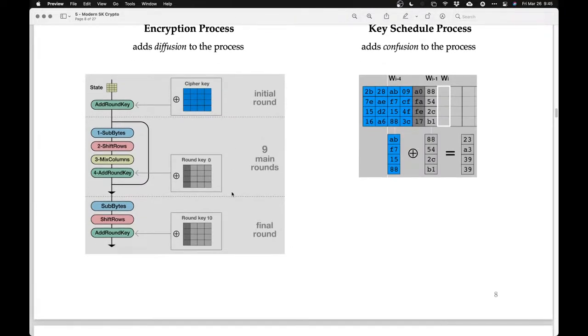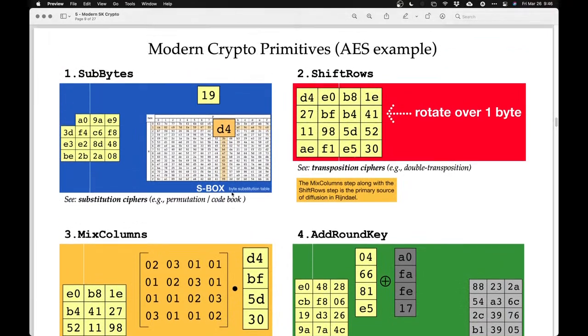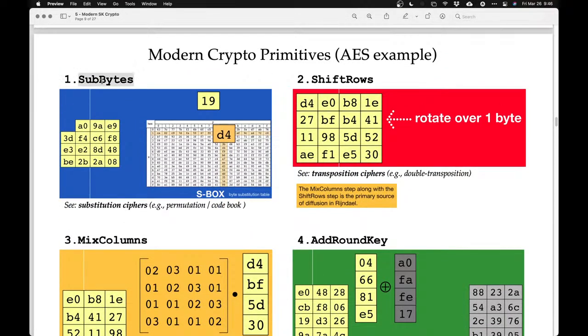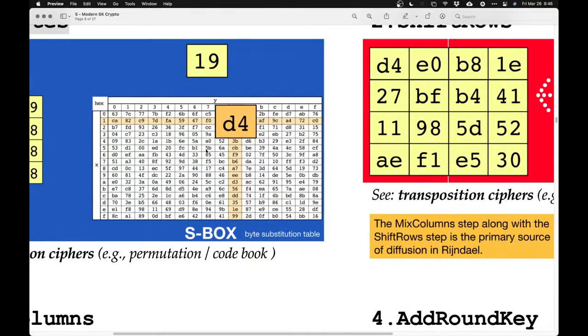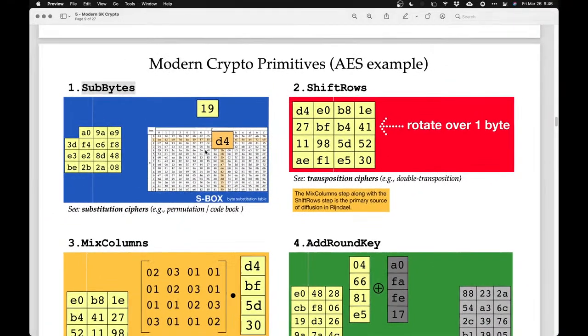So I hope one thing you were able to appreciate by looking at this is, by and large, even though you may not get the big picture of why they are doing all these things, you do understand what each of these steps essentially is. Essentially, the sub bytes step is kind of like a codebook cipher. We're just looking up a table called the S-box, and we're substituting bytes of information from a codebook of sorts. It's kind of like a codebook cipher, all right?